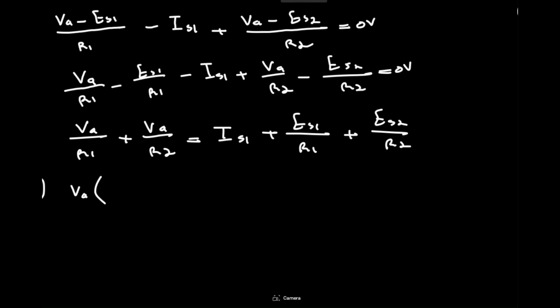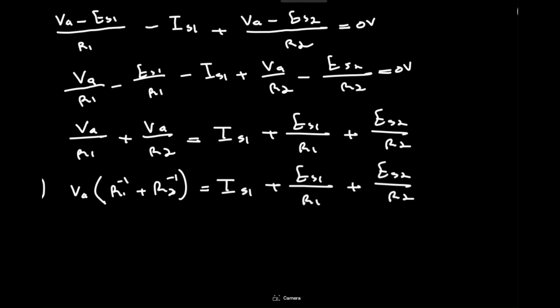So it'll be VA brackets R1 to the negative 1 plus R2 to the negative 1 equals I source 1 plus the constants. So I'm just going to copy this, put it right here. There you go. So you have the constants on this side and you have the resistors. Now to get VA alone, just divide both sides by this. These two cancel and you're left with this. Your final line should equal this.